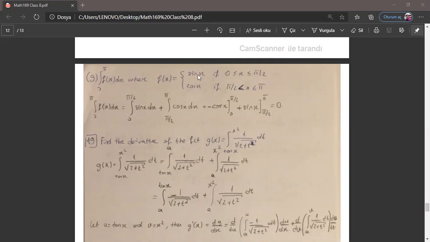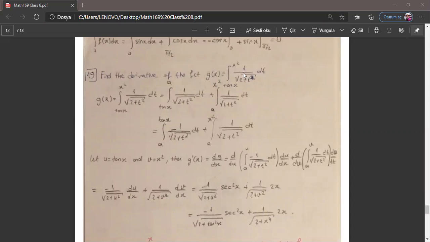So here on this interval we have sine x, on there we have cosine x, and what's the integral of sine x? It's minus cosine x from 0 to pi over 2, and this one's integral is sine x from pi over 2 to pi, and you compute the rest, you get 0.